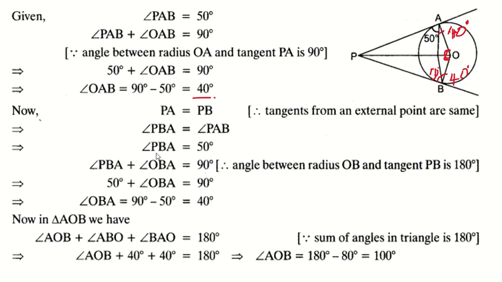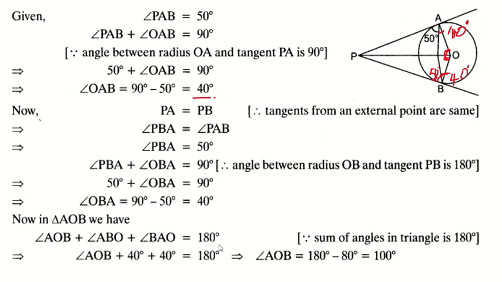Then what you will get? PBA is also 50 degree, since these lengths are equal, so the angles will also be equal. Now PBA plus OBA is again 90 degree. As we know, 50 plus OBA gives 90 degree, so OBA will also be 40 degree. Now in the triangle, we have angle AOB plus angle ABO plus angle BAO.